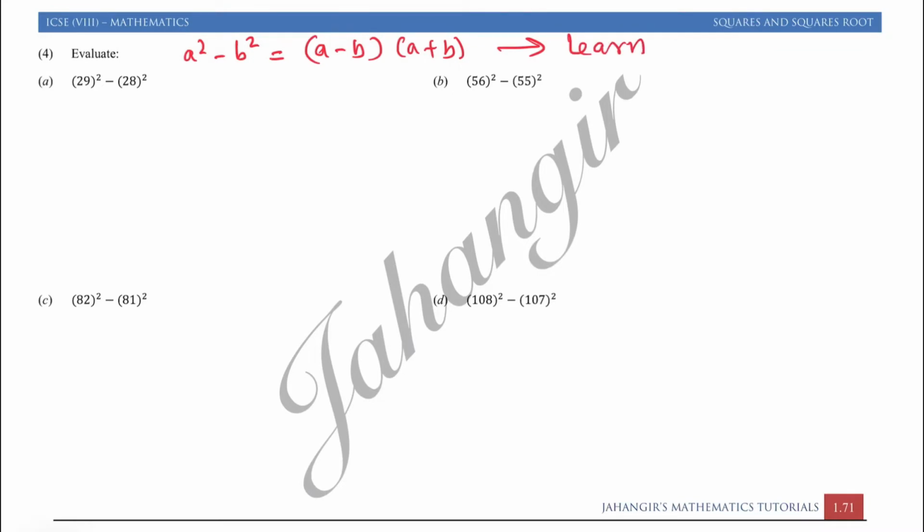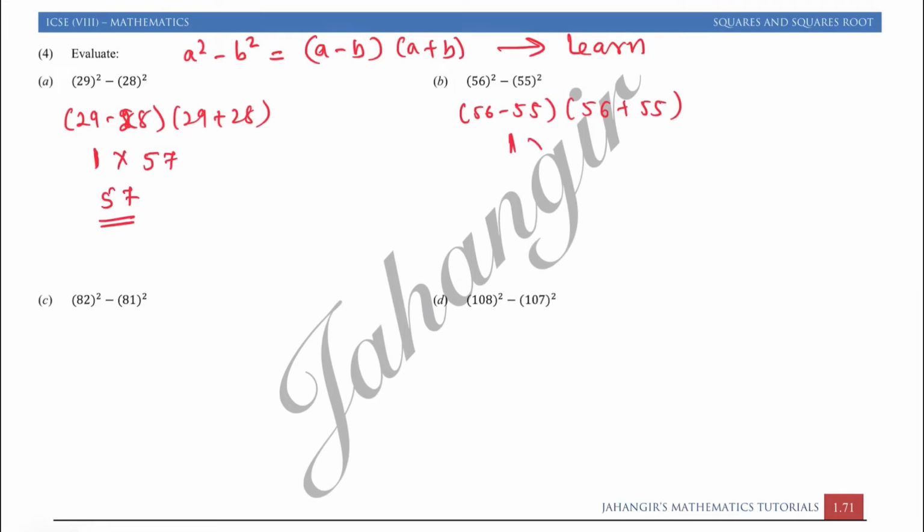So I can write 29 square minus 28 square as 29 minus 28 into 29 plus 28. So this is 1, and 29 plus 28 is 57. So the answer is 57. Same way, this is again a square minus b square. So I can write 56 minus 55 into 56 plus 55. So this is 1 into 111, so that is 111.